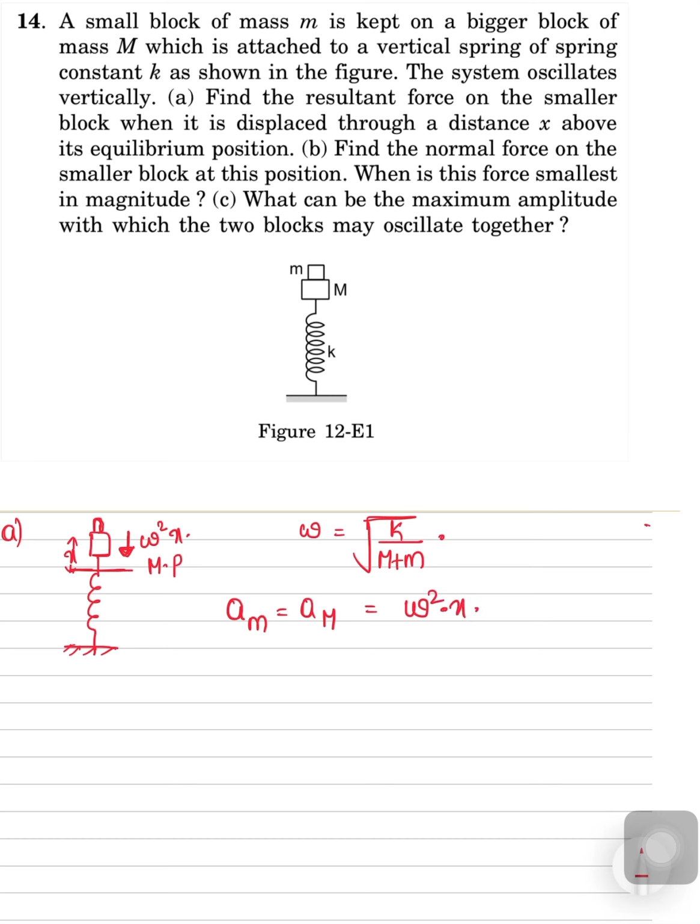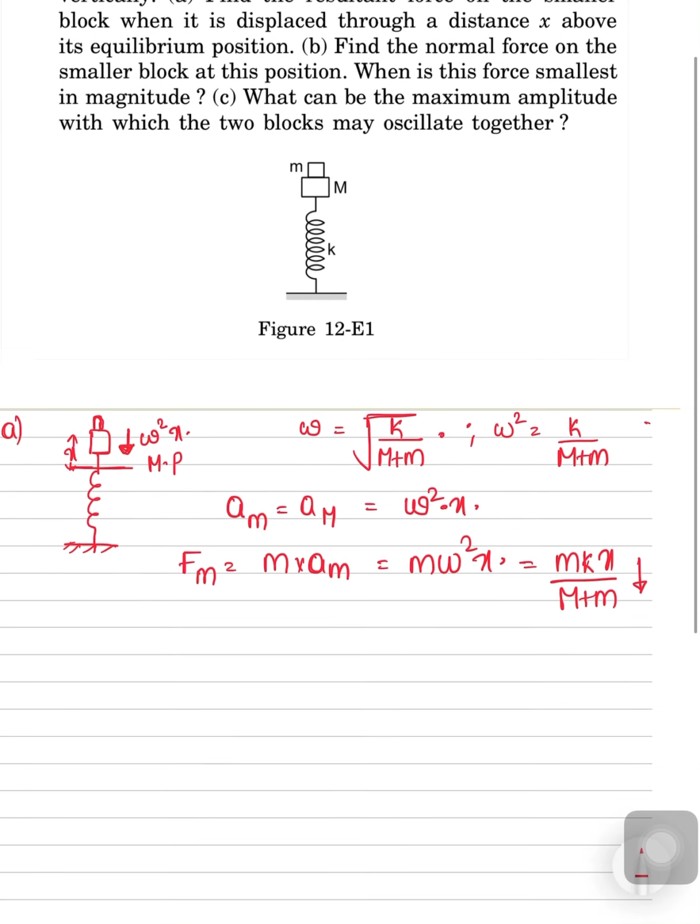Now the force acting on small m will be equal to the mass of the block into the acceleration of the block. This will be equal to m omega square into x. Here you can see omega square will be equal to k divided by capital M plus small m. Just substitute that value here. So this will be equal to mk into x divided by capital M plus small m. This will be towards the mean position, which implies this is going to act in the downward direction. This will be the solution for the first part.